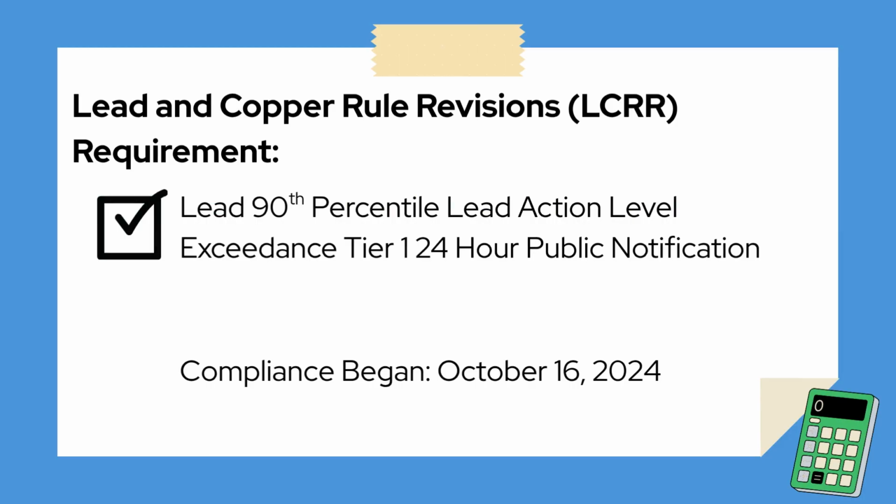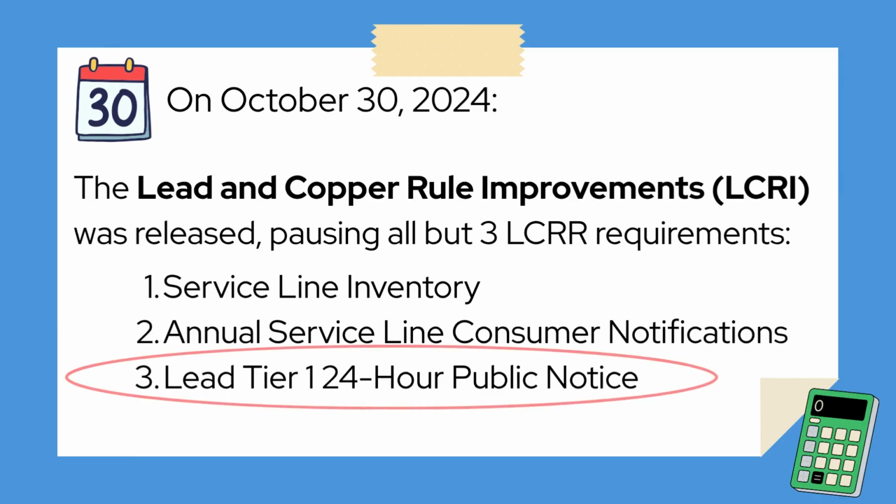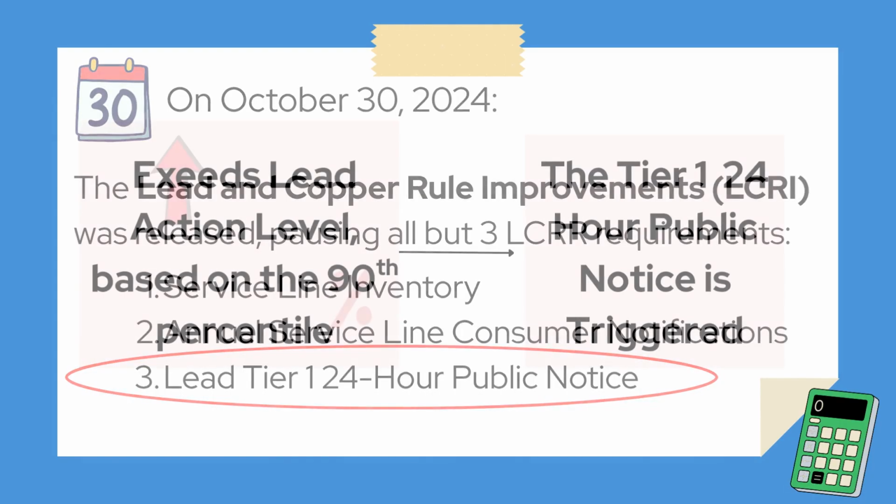The 24-hour Tier 1 public notice is a new requirement under the lead and copper rule revisions, or LCRR, which became the compliant rule for public water systems on October 16th, 2024. On October 30th, 2024, the Lead and Copper Rule Improvements, or LCRI, were released, which pauses all but 3 of the LCRR requirements. The Tier 1 public notice requirement is one of the 3 requirements that remain in play.